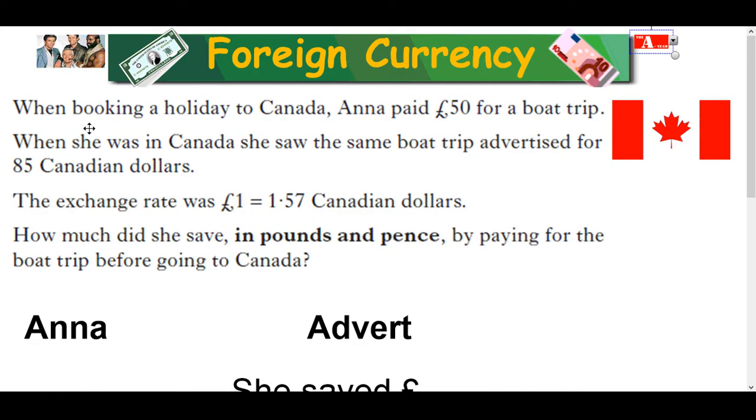So when booking a holiday to Canada, Anna paid £50 for a boat trip. So there's a Canadian flag there.